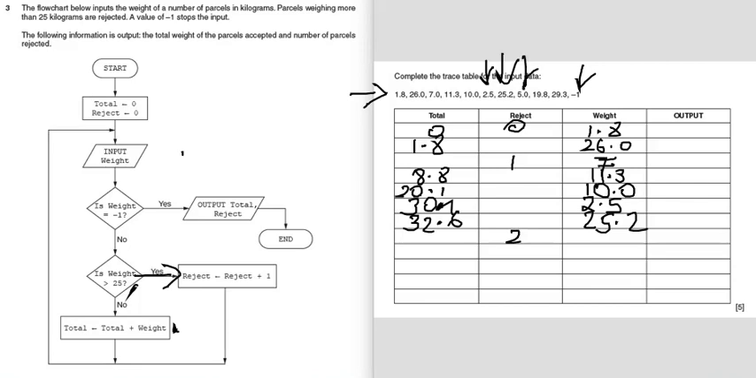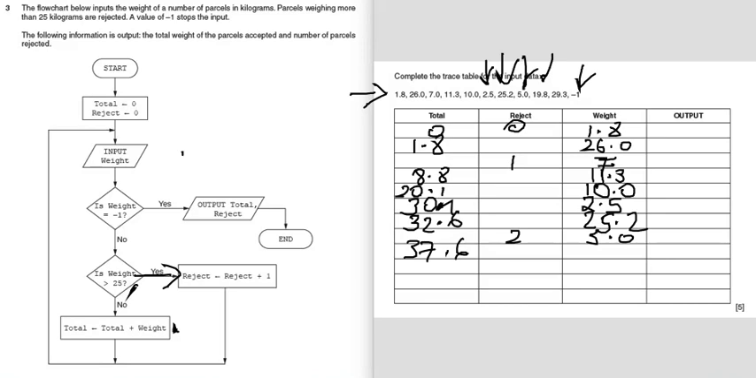Then we get the next input, which is 5. Actually, I'll put that on the same line there. 5. Then that gets added on to 37. No, that's not right. So that's 37.6, yeah, because it's just 5.0.